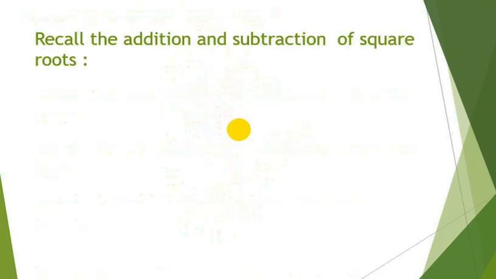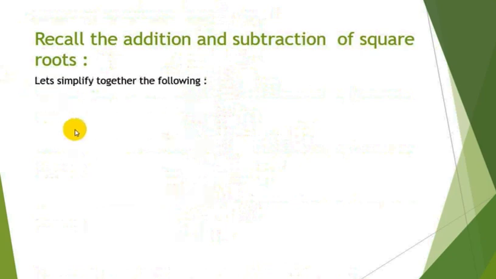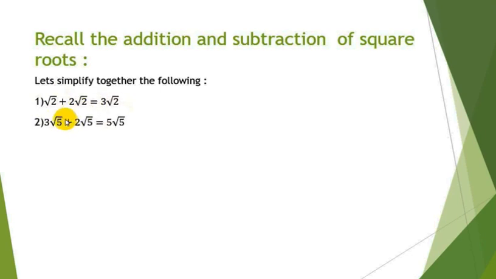Now we will recall the addition and subtraction of square roots. Let's simplify together the following. Part 1. I want to add these two radicals: radical 2 plus 2 radical 2. What shall I do? Here we must suppose that we have 1 before radical 2, and because they are the same radicals, we can add the numbers outside the radical. 1 plus 2 equals 3.